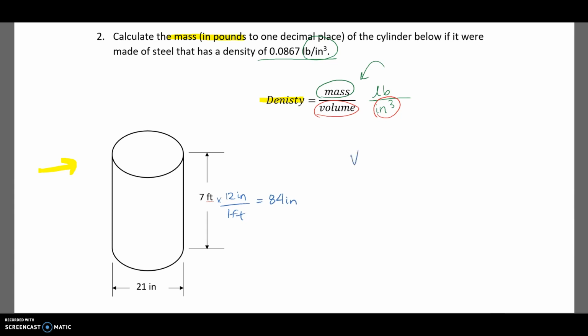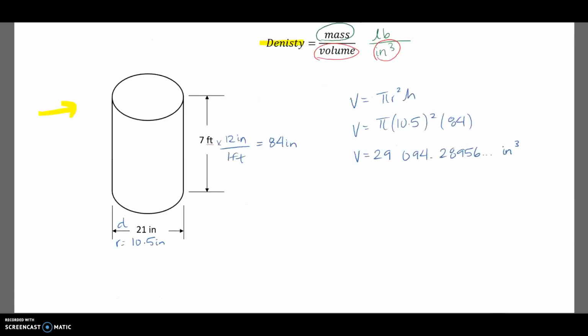And I know the volume formula for a cylinder is pi r squared times the height. If my diameter is 21 inches, I know my radius is half that, or 10.5 inches. So go ahead and substitute in and calculate the volume. By substituting in your radius and your height, you should get the following answer. The volume is 29,094.28956 cubic inches. We want to take that now and find the mass.